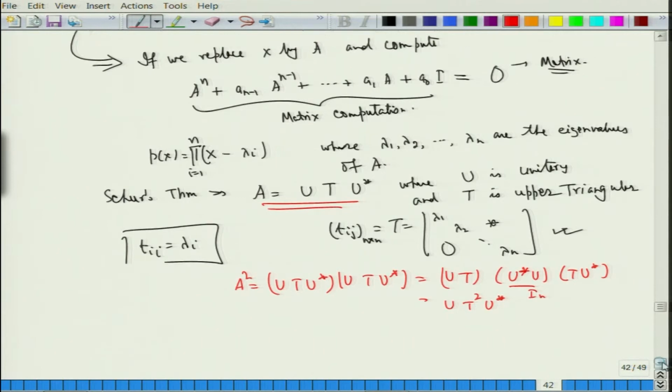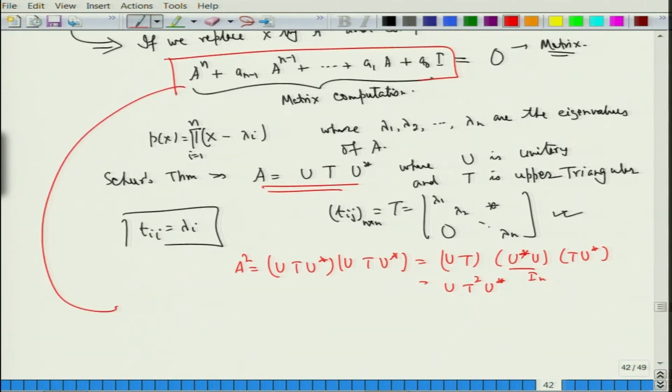So therefore, I can write this matrix as the left hand side, where I just multiply everything by U on the left and U star on the right. So what I do is multiply here everything and then look at things. So A to the power n from here gives U T to the power n U star, plus a_{n-1} A to the power n minus 1 will again be U T to the power n minus 1 U star, plus so on, plus a1 U T U star plus a0 I.